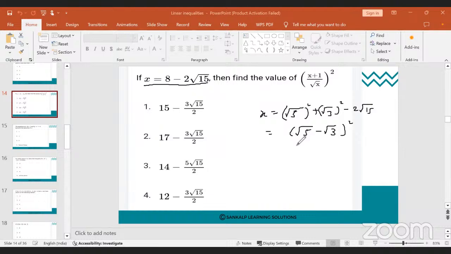Okay. Then root of x. What is root of x here? So root of x is nothing but, the square will get cancelled, so it is root of 5 minus root of 3. What is 1 upon root of x then? So it is nothing but root of 5 plus root 3, the whole divided by 2.